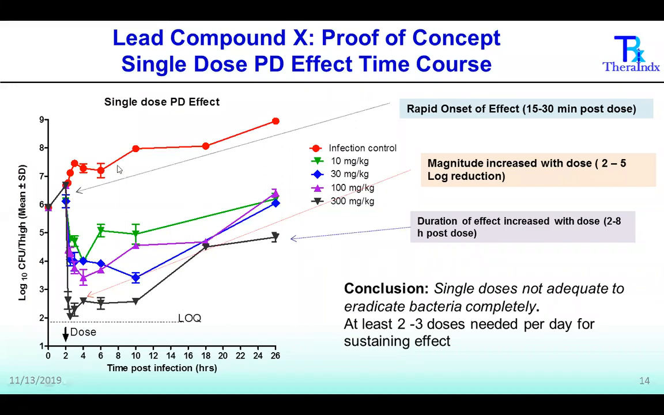If you consider the onset, magnitude, and intensity together, it is apparent that single doses are not adequate to eradicate bacteria completely. The data suggests that the compound has to be dosed at least 2 to 3 times in a day for sustaining this effect.